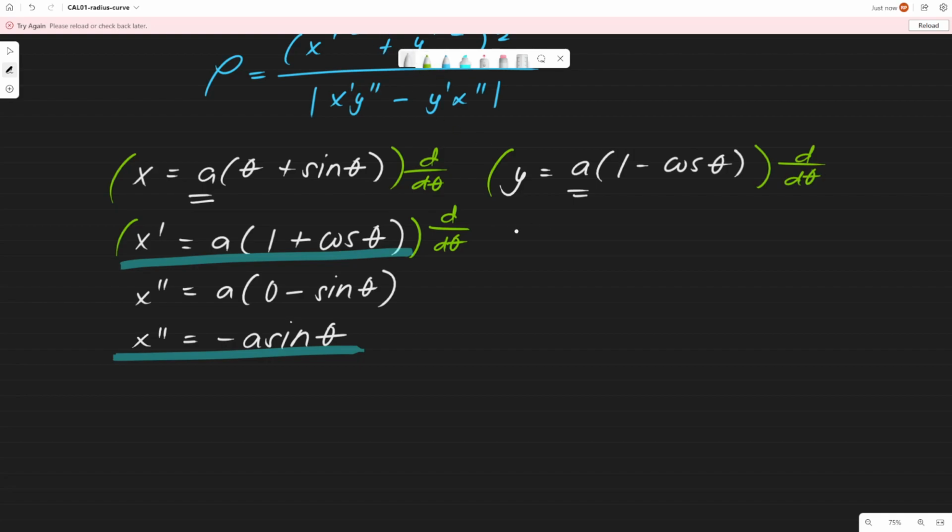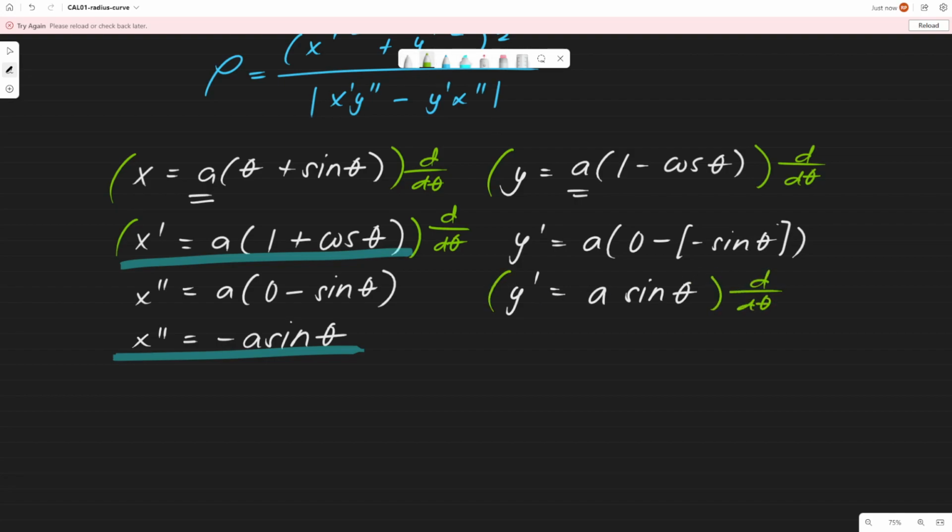Okay, so we have y prime, we have a times 0. The derivative of cosine theta is negative sine theta. Ayan. So, simplifying, negative times negative, that is positive. So, y prime is equal to a sine theta. Bakit siya naging a sine theta lang? No, kasi 0 is 0. So, any number added to 0 is equal to itself. Kaya, sine theta na lang. Times a, we have a sine theta. Then, we have y double prime. So, therefore, we have y double prime is equivalent to a cosine theta. So, we have our y prime and we have our y double prime.